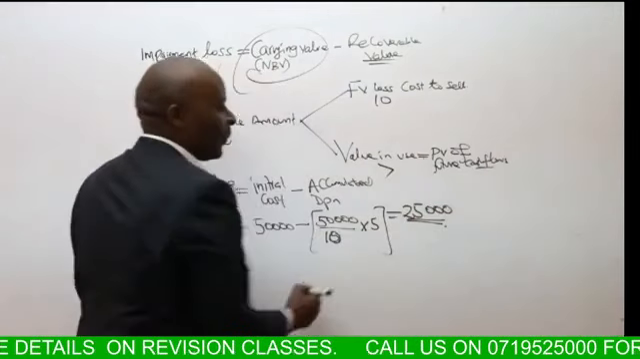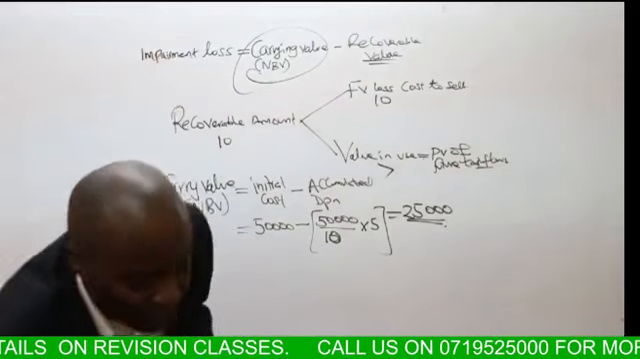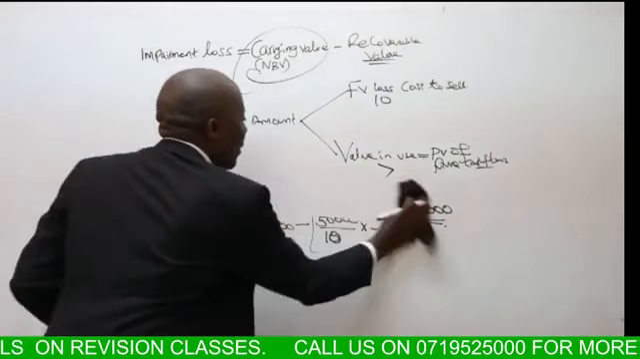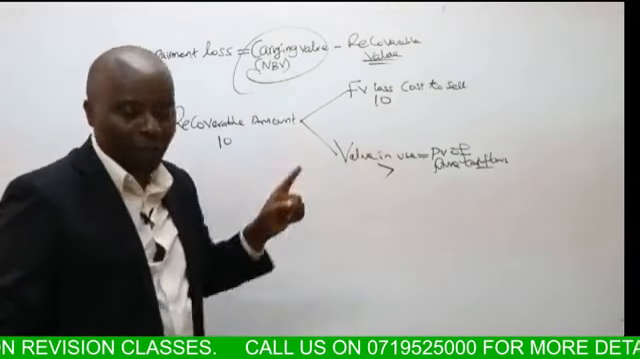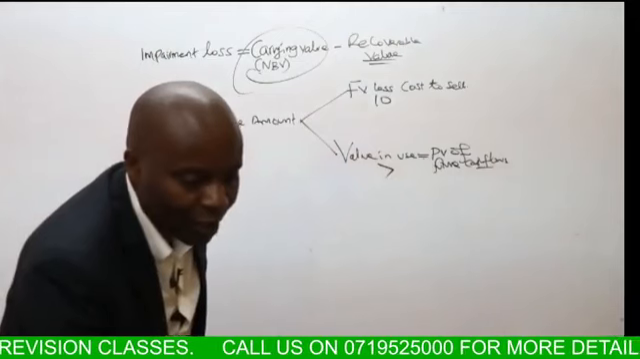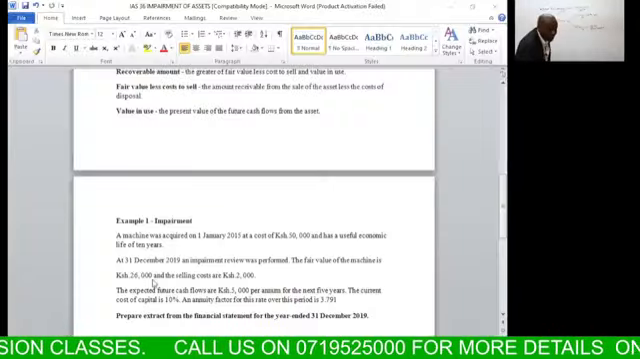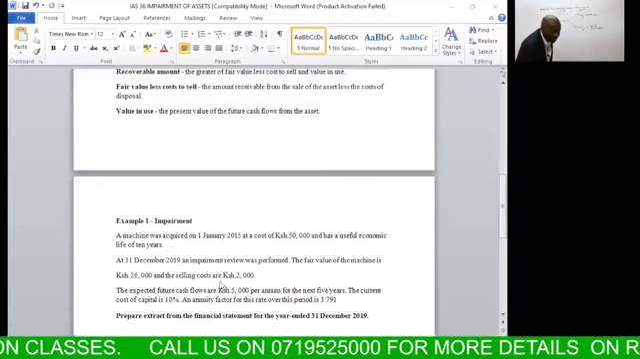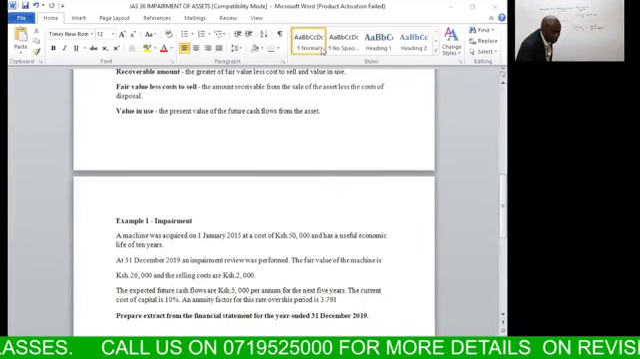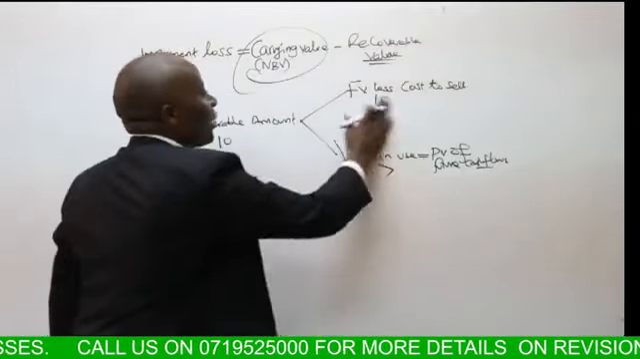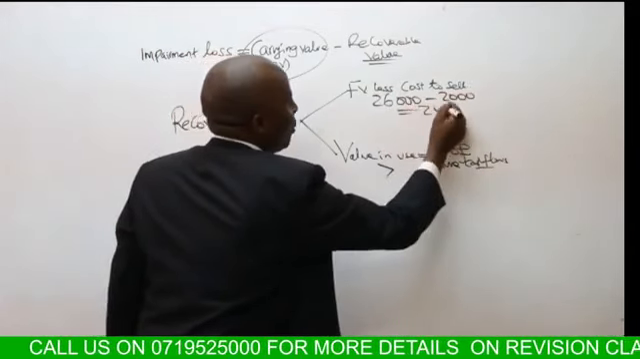Great. Now the next thing that I need to do is to ascertain the recoverable amount. Recoverable amount is fair value less cost to sell. Do we have this? Check there. We are told here the fair value of the machine is 26,000 and the selling cost is 2,000. So it will be 26,000 minus the selling cost of 2,000, which gives me 24,000.